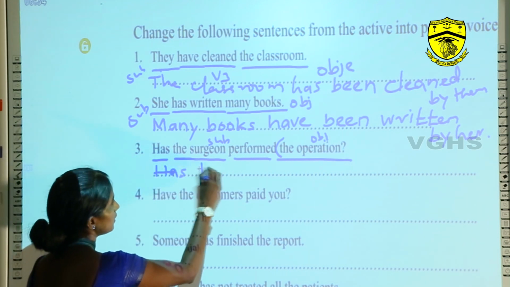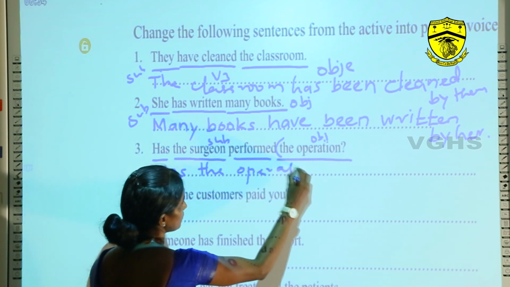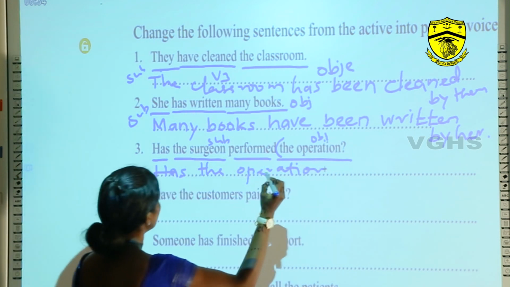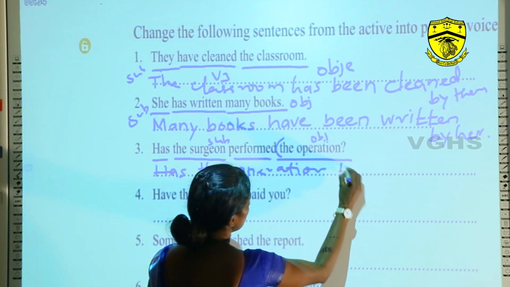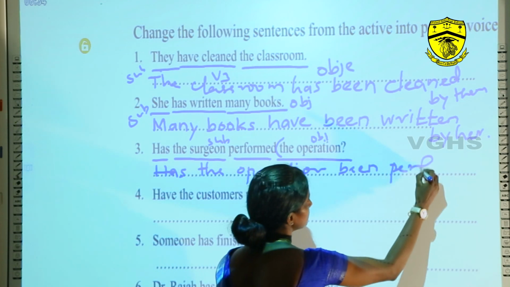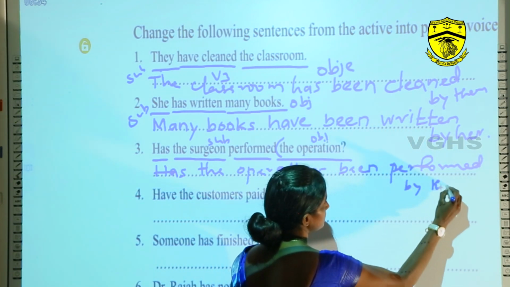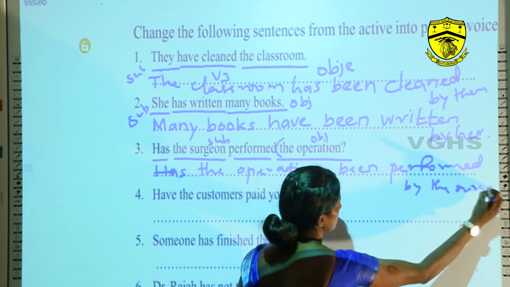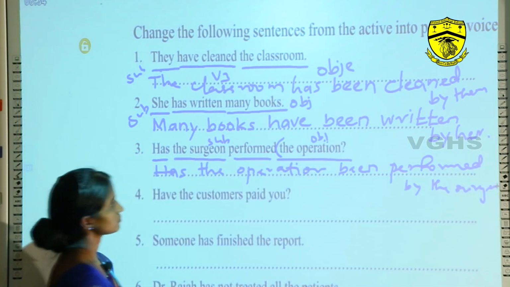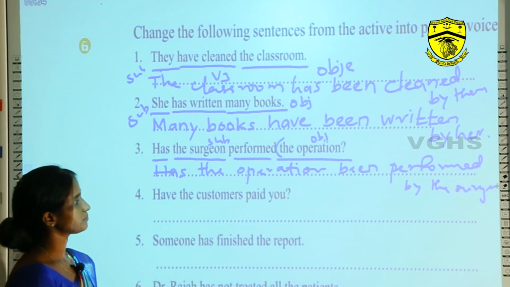Has the operation been performed by the surgeon? Has the operation been performed by the surgeon?